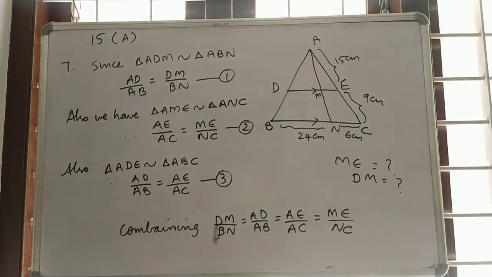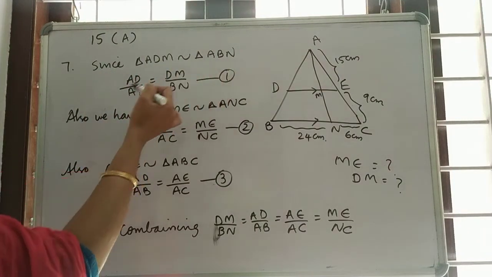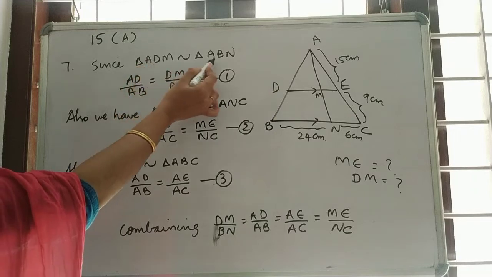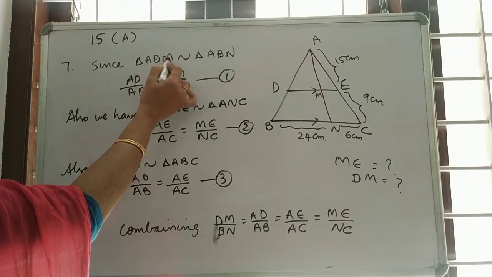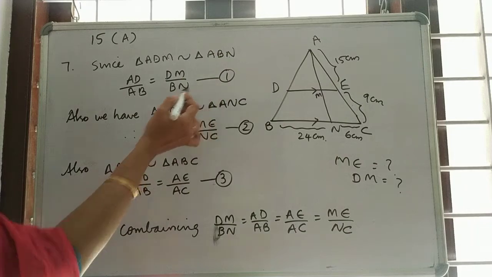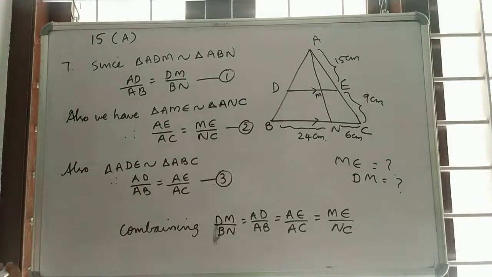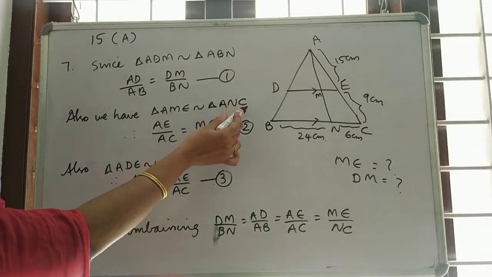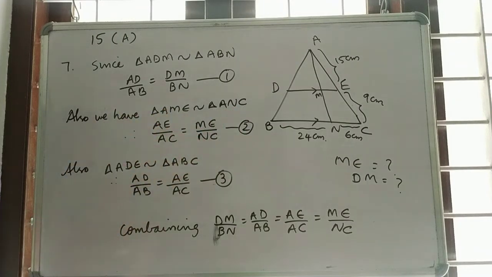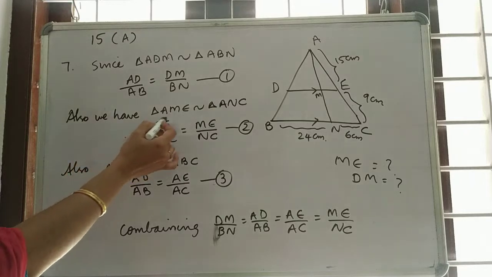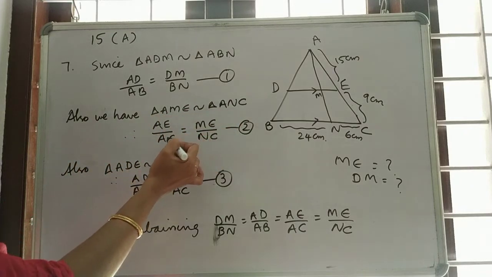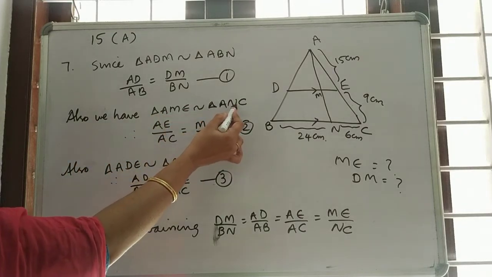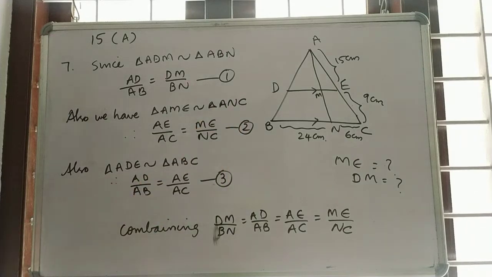Since we have three pairs of similar triangles from the first part, the first pair is ADM similar to ABN, so we can write AD divided by AB is equal to DM divided by BN. Let it be equation number 1. The next similar triangles are AME and ANC, which we already found in the first part. So AE divided by AC is equal to ME divided by NC. Let it be equation number 2.